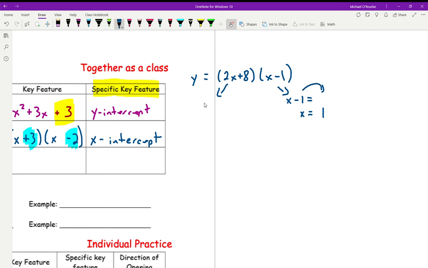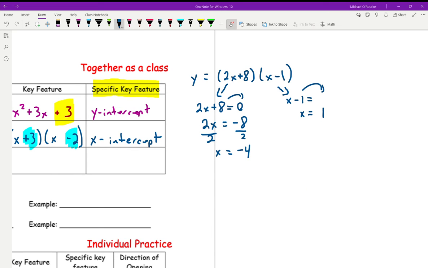But this one here, 2x plus 8 equals 0. Let's move that over. 2x equals negative 8. Divide by 2, x equals negative 4. So that's where that other negative 4 comes from that we saw here. That's where that negative 4 came from as we went here.